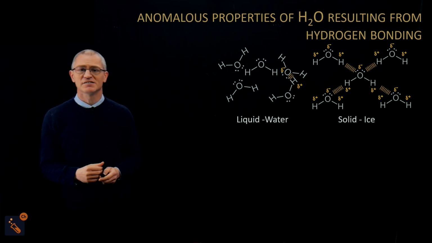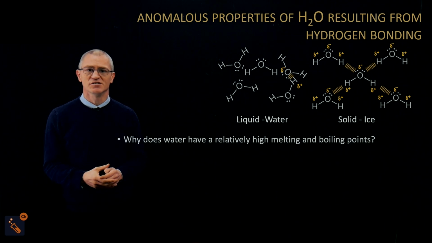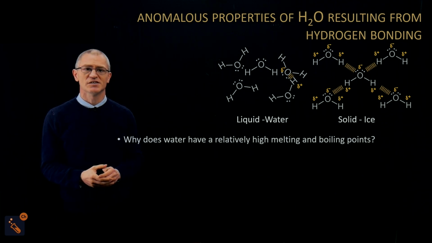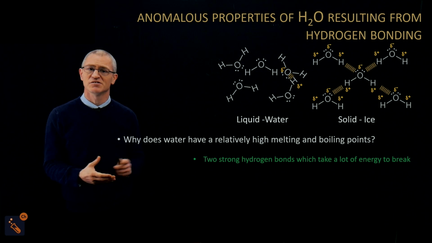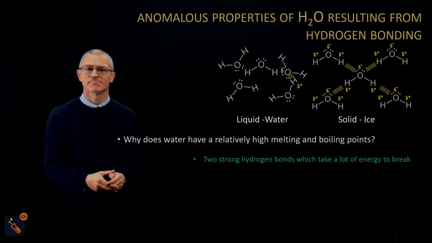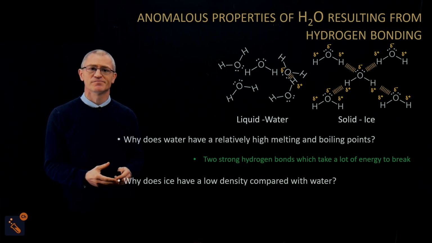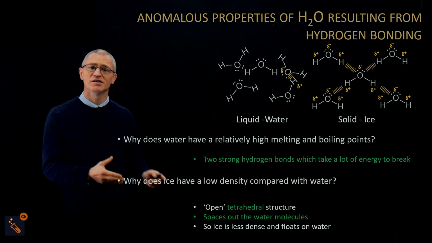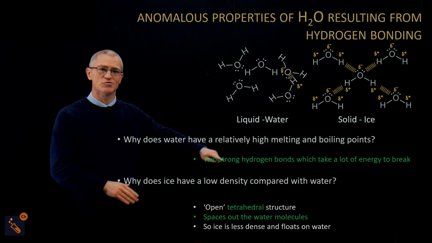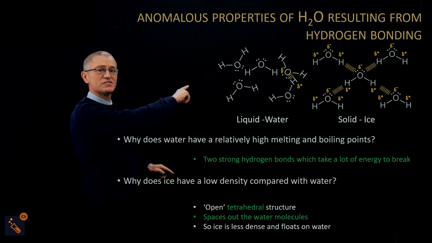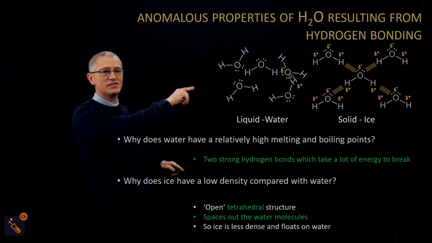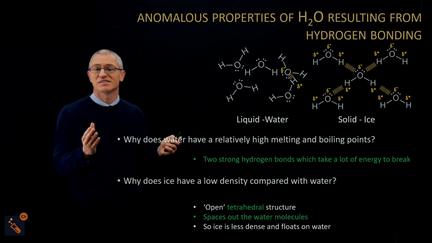So let's apply that to our questions. Why does water have a relatively high melting and boiling point? Well, it's because it has those 2 strong hydrogen bonds that take a lot of energy to break. Why does ice have a low density compared with water? That's because it has this open tetrahedral structure, which spaces out the water molecules so they get much further apart, and hopefully you can see this from the diagram over here. So ice is less dense and floats.